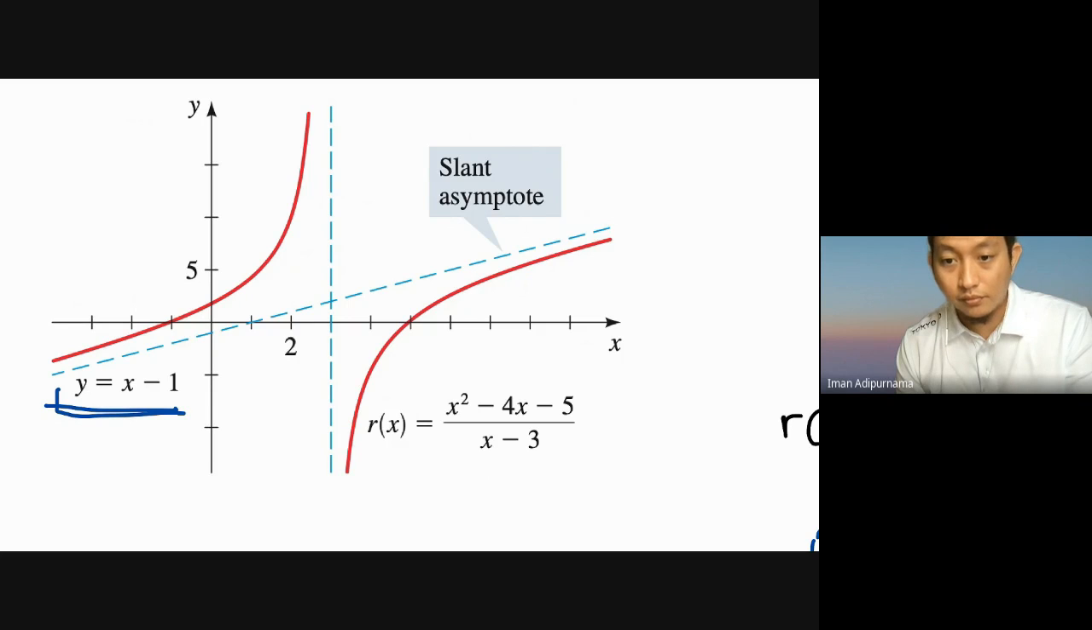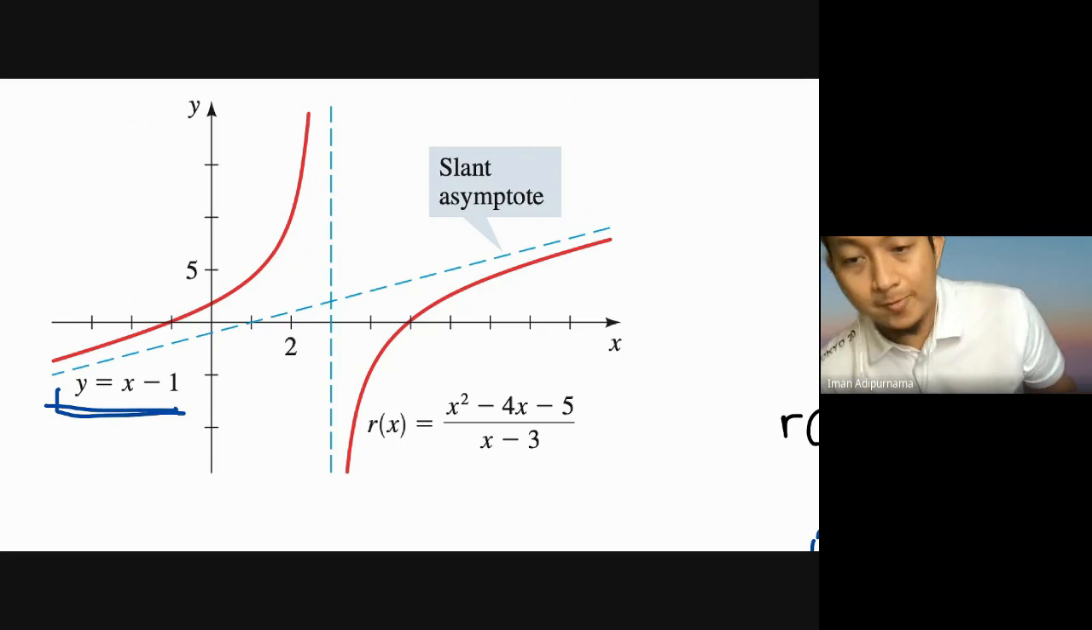Any questions? Any questions? So we have another asymptote aside from horizontal and vertical. There is a slant asymptote.